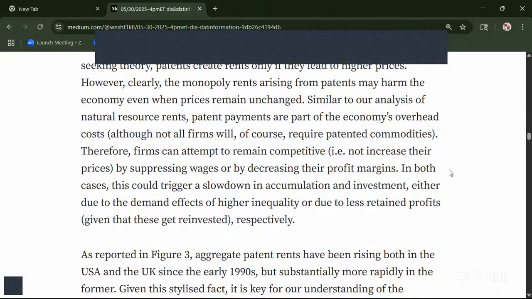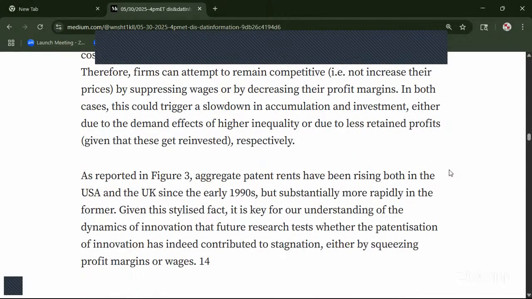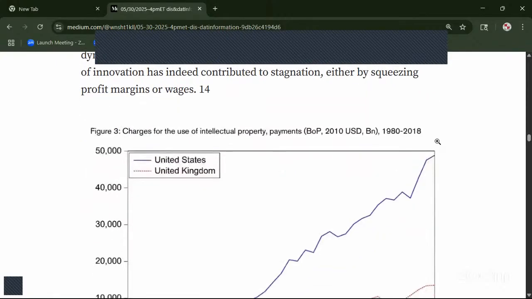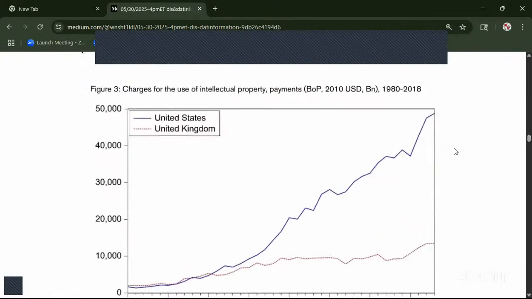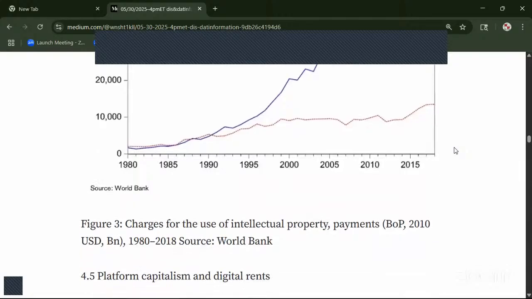As reported in Figure 3, aggregate patent rents have been rising both in the USA and the UK since the early 1990s, but substantially more rapidly in the former. Given this stylized fact, it is key for our understanding of the dynamics of innovation that future research tests whether the patentization of innovation has indeed contributed to stagnation, either by squeezing profit margins or wages. So you can see this divergence here, or at least a comparison between the UK and the US.